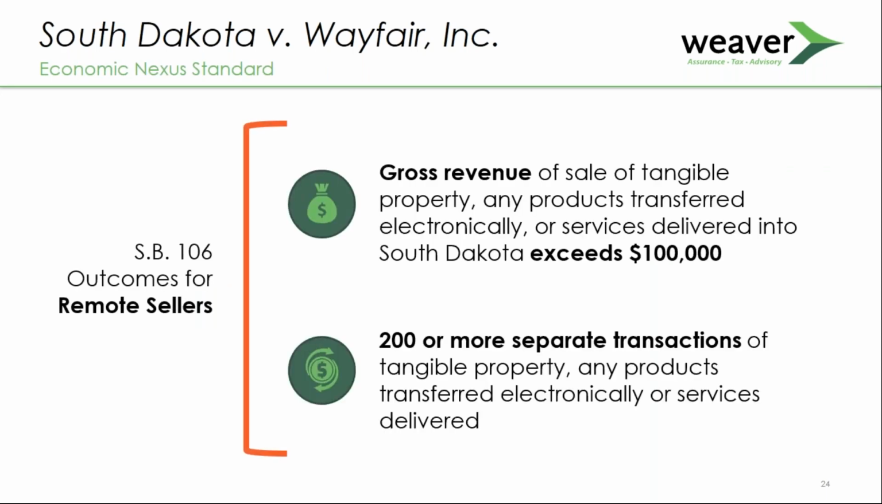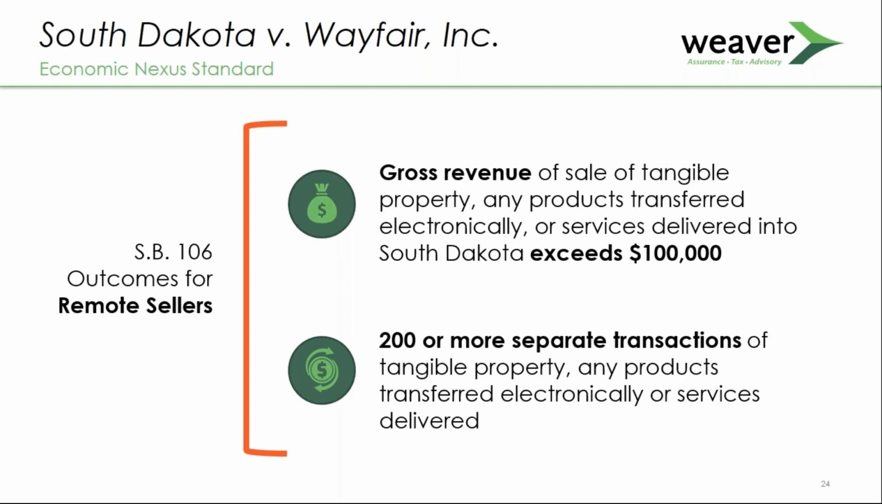So here's a little read. We're going to go over the following requirements again. Gross revenue, and this is South Dakota's law, so it's different in some other states. A lot of states are similar, but it says gross revenue of sales of tangible personal property, any products transferred electronically, or services delivered into South Dakota that exceed $100,000. I want to make sure people know that some states say it's just tangible personal property. Some states say tangible personal property, taxable services, or other services. It's really what's included in that threshold.